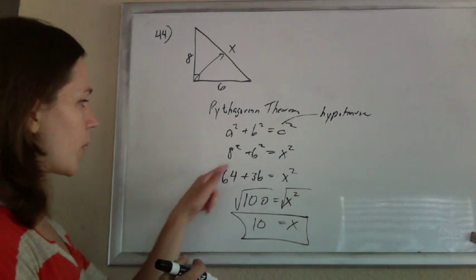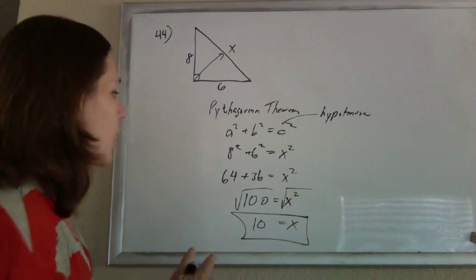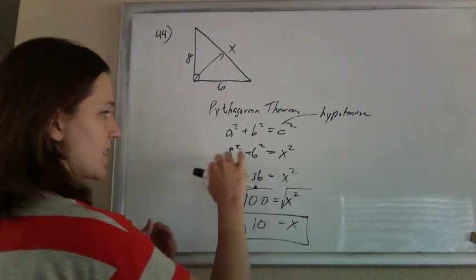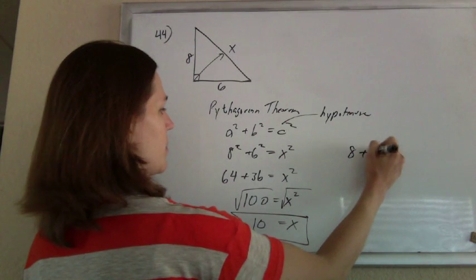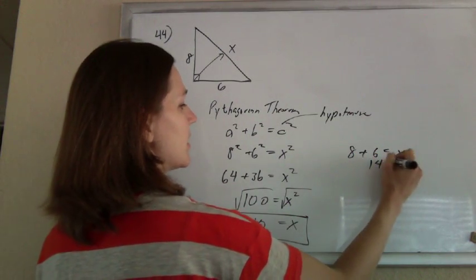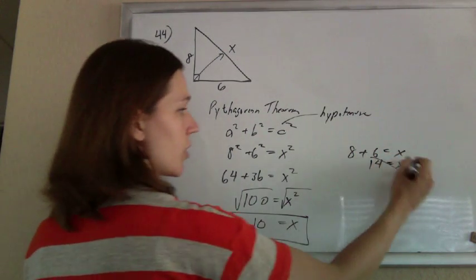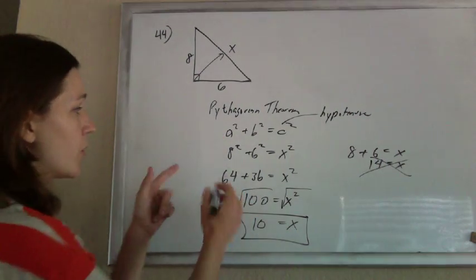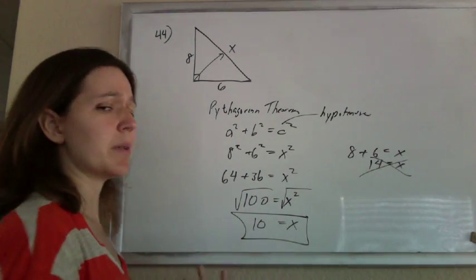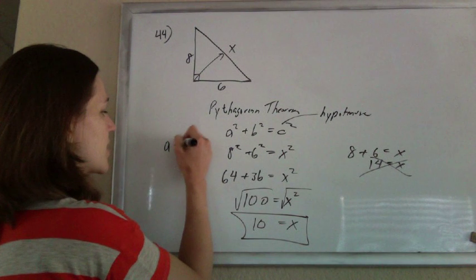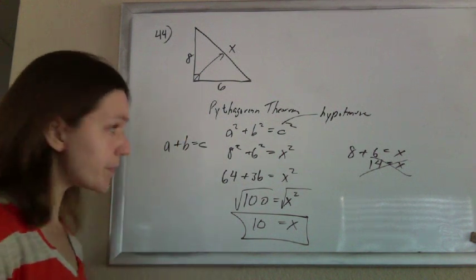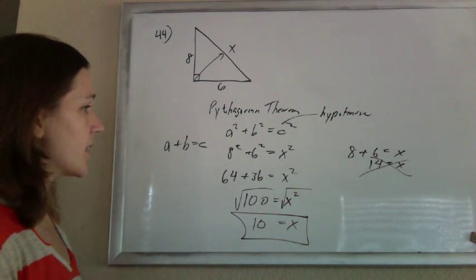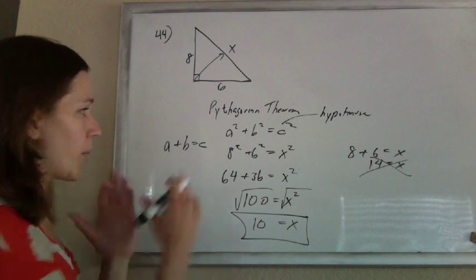Make sure you square these first. A lot of people like to just take the square root and say 8 plus 6 is x, so 14 is x, and that's not right. If we could do that, why would they bother saying a squared plus b squared equals c squared, right? Wouldn't they have just said a plus b equals c? It just doesn't work out that way, not a property that we can do.